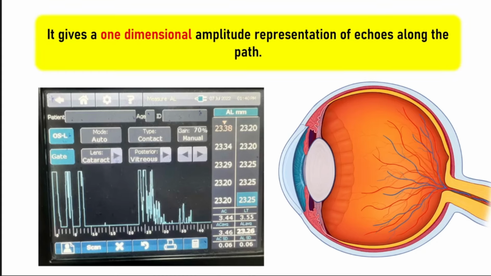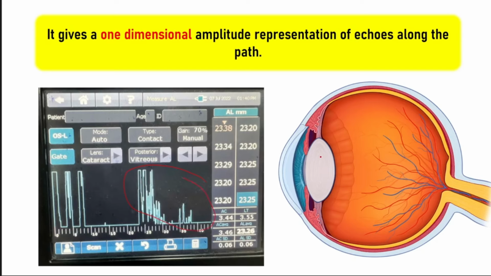Now, a very important point that we must all know is that within the eye, we have various interfaces. For example, the air and the cornea is one interface, the cornea and the aqueous is one interface, between the aqueous and the lens is another interface, and then between the lens, vitreous, retina, and sclera there are different interfaces. The echoes are received back into the probe after being reflected from these interfaces, and these echoes are converted by the biometer into various spikes arising from the baseline, as you can see over here.